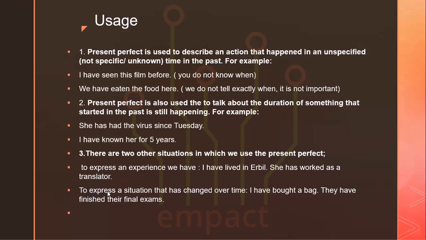Another point here: we have to express a situation that has changed over time. For example, I have bought a bag. When you say I have bought a bag, you bought it at some point, and now you have the bag. Whether it was hours ago or minutes ago, the important thing is you bought it and you have it now. Another example: they have finished their final exam, and until now they have had exams that finished before.